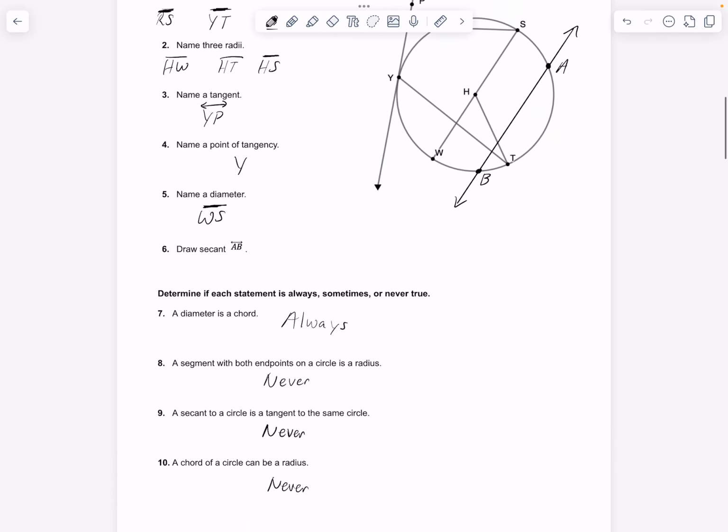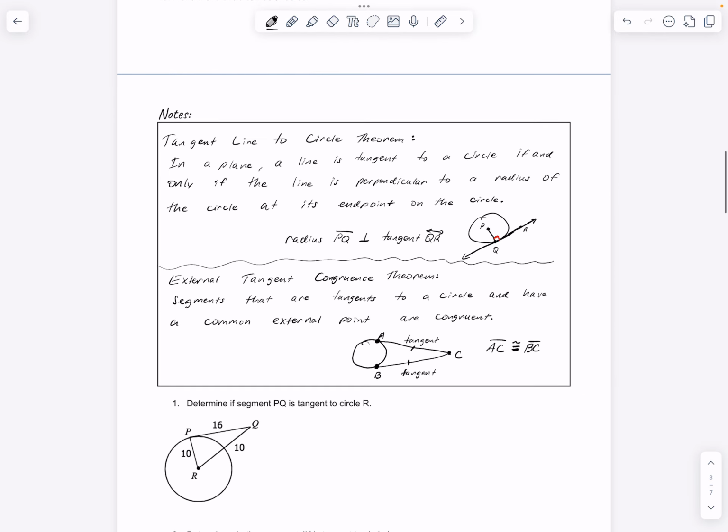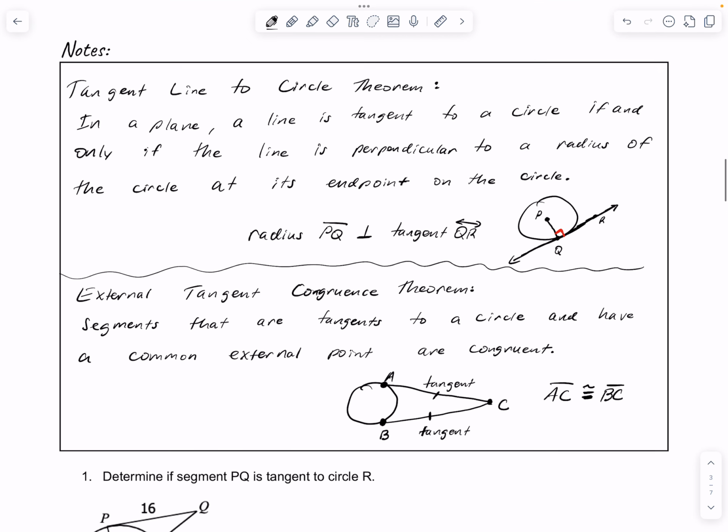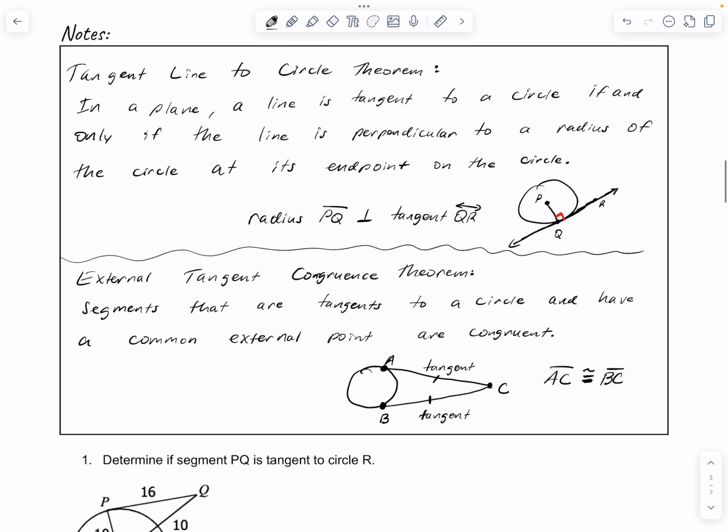Okay, so let's look at some 2 theorems here that we're going to use on a few questions in a moment. The first one is called the tangent line to circle theorem. This says that a line is tangent to a circle if and only if the line is perpendicular to a radius of the circle at its endpoint on the circle. So again, unless you're told it's a tangent, you would have to prove this first before you can use the fact that you have that 90-degree angle.